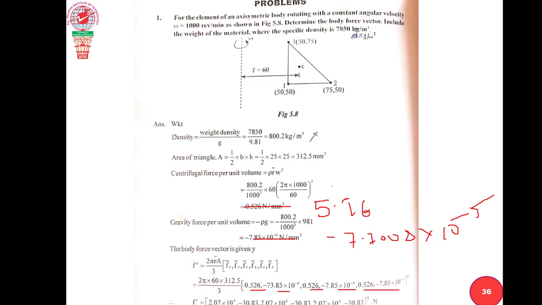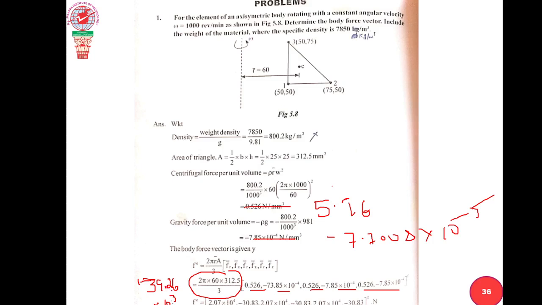Now all of you do 2 pi r bar into a by 3. How much will you get? 39.26 into 10 power 3, or 3.926 into 10 power 4. Both are the same.